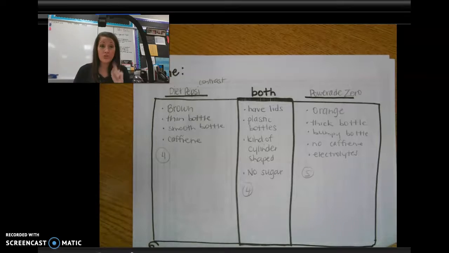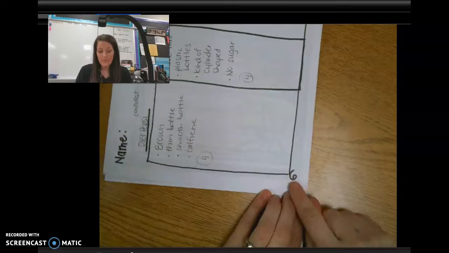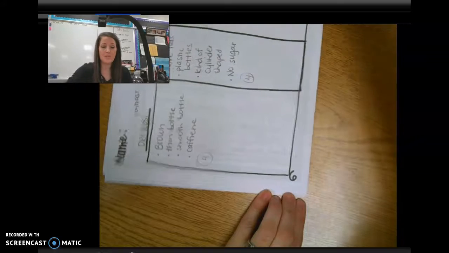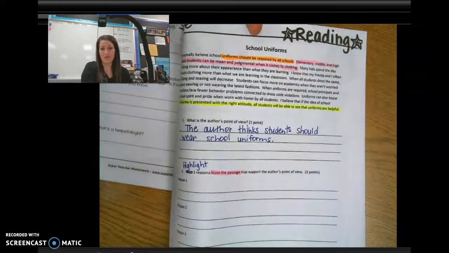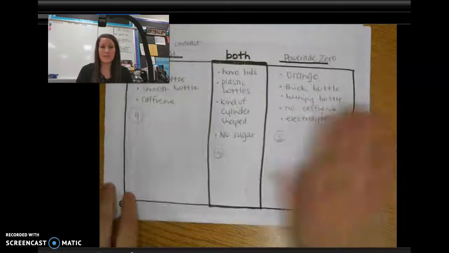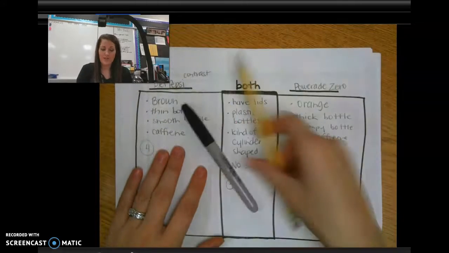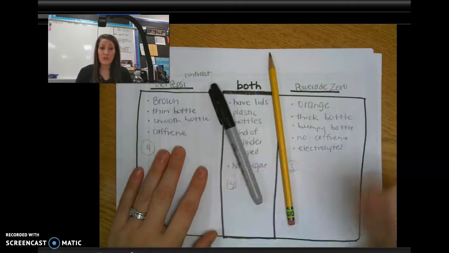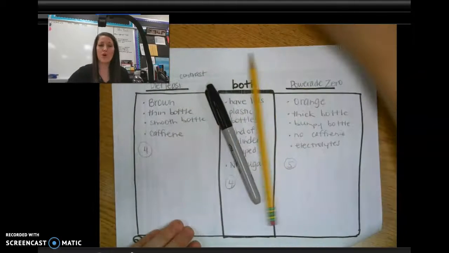So what I want you to do is I am going to post a picture of 2 things I want you to compare, and you need to get on page, excuse me, page 6 in your reading packet. So I'm in the reading packet from October, so it's school uniforms. Go to page 6, find this blank diagram, and I'm going to have you guys compare this pencil to this Sharpie marker and find 4 things to put in each row.